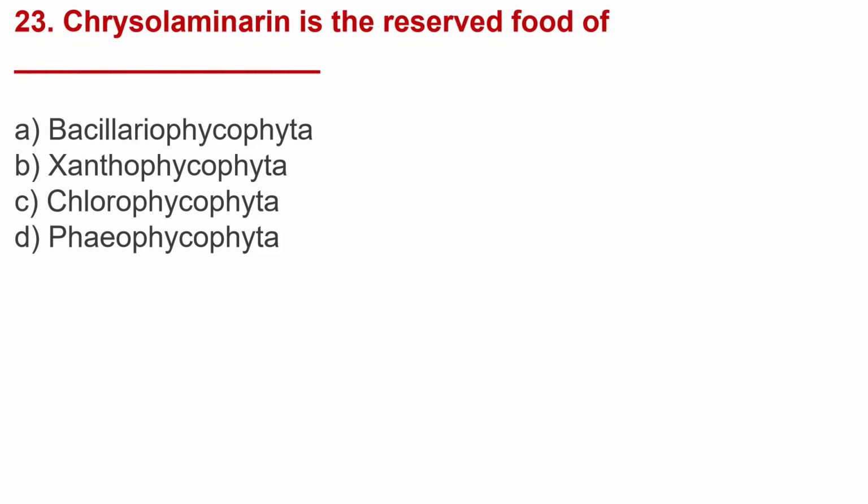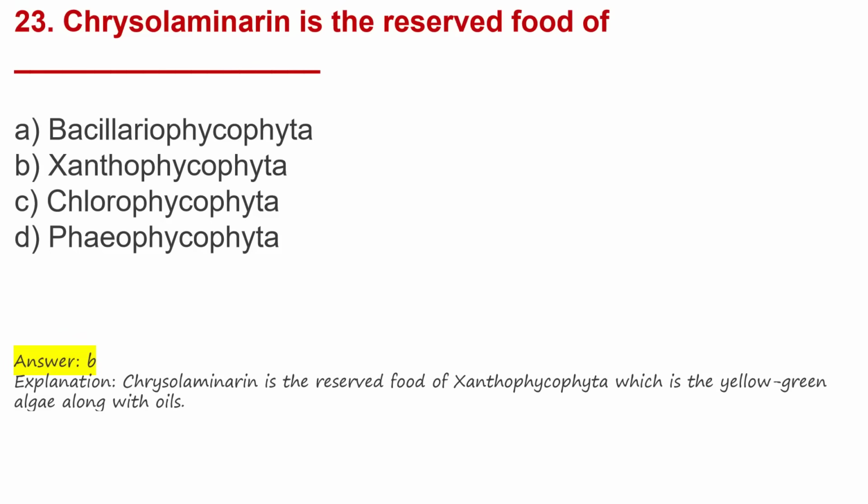Chrysolaminarin is the reserve food of A. Bacillariophyceae, B. Xanthophyceae, C. Chlorophyceae, D. Phaeophyceae. The answer is B. Chrysolaminarin is the reserve food of Xanthophyceae, which is the yellow-green algae, along with oils.